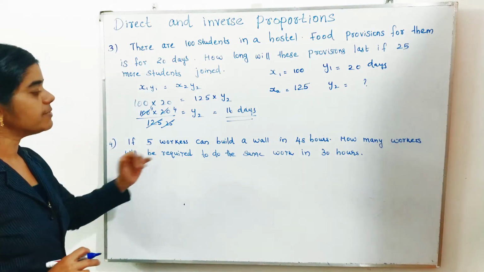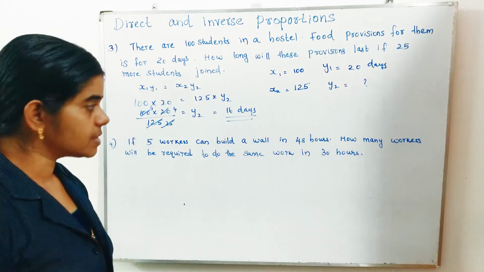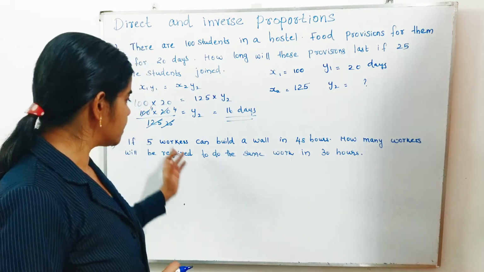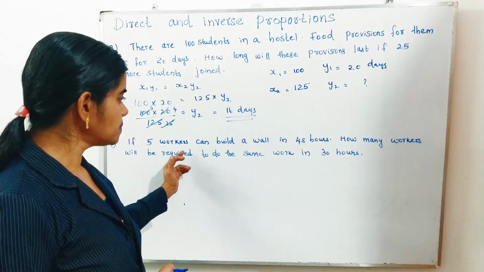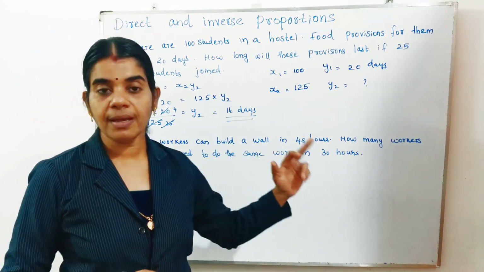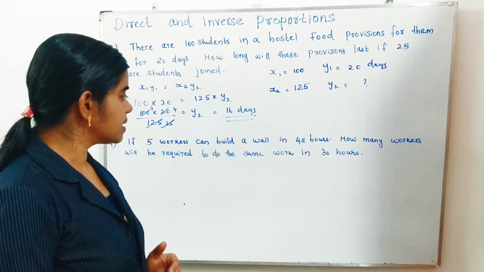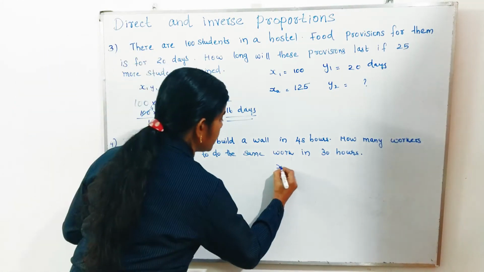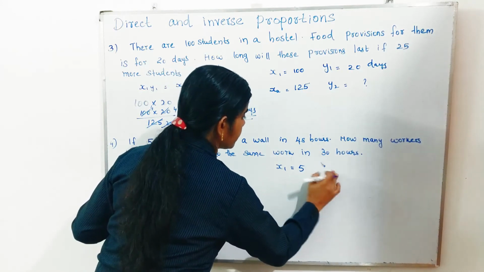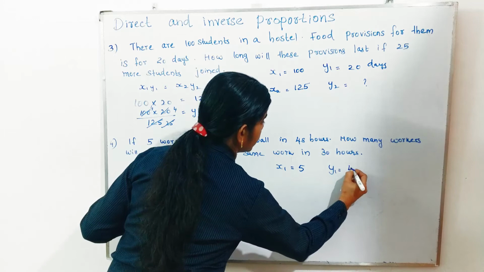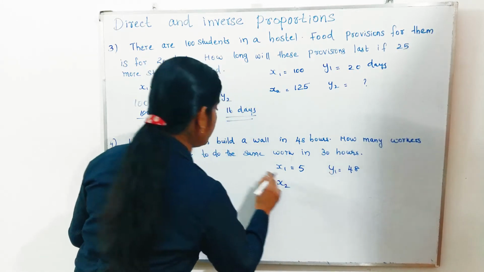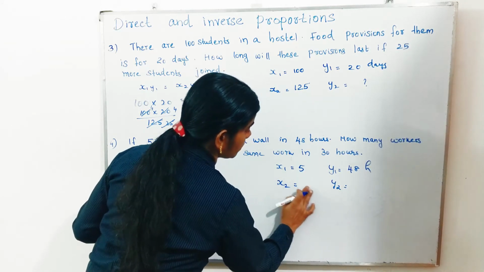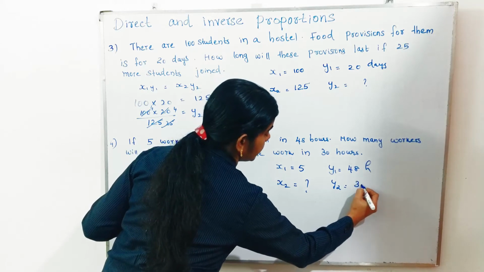Next question, if 5 workers can build a wall in 48 hours, how many workers will be required to do the same work in 30 hours? Here also, if workers are more, the time will be less. If the workers are less, the time will be more. This also is in inverse proportion. We can write x1 is equal to 5, y1 is equal to 48, x2 is not given, y2 is given, y2 is equal to 30 hours.